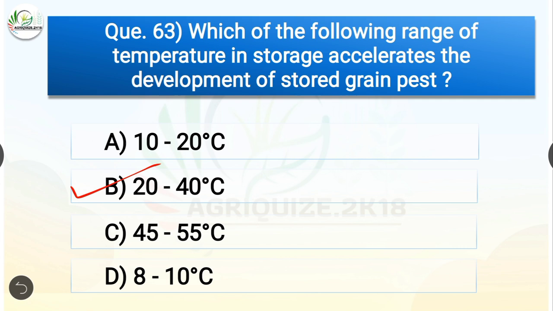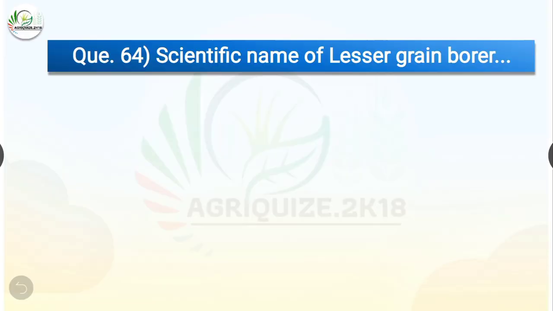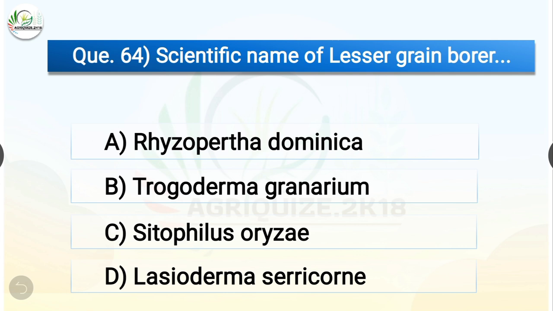Question number 64. Scientific name of lesser grain borer is dash. The options are Rhizopertha dominica, Trogoderma granarium, Sitophilus oryzae or Lasioderma serricorne. The correct answer is option A, Rhizopertha dominica. Scientific name of lesser grain borer is Rhizopertha dominica.